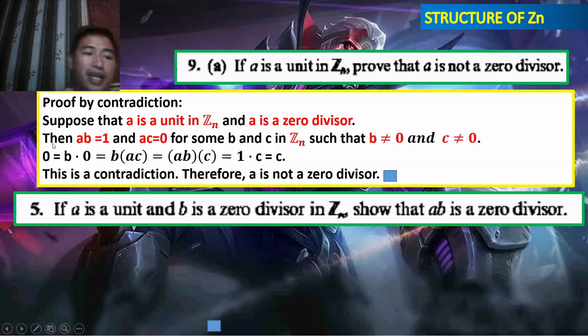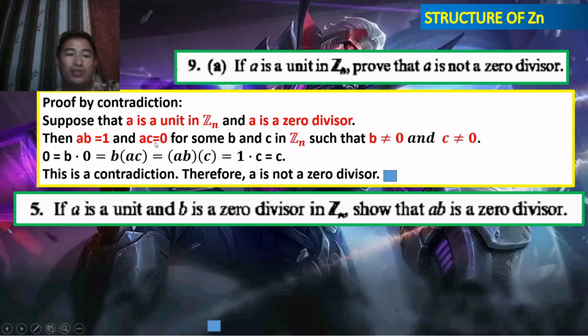Okay, so, then, kung unit si A class, AB is equal to 1. Tama? And, kung zero divisor pagin si A, AC equals 0, for some B and C in Zn such that non-zero si B o si C. Non-zero na sila. Kaya diba, sa unit class, non-zero ka, then inyong product kay 1. Okay. And then, sa zero divisor, non-zero mong duha, si A o si C non-zero, pero inyong product kay 0.